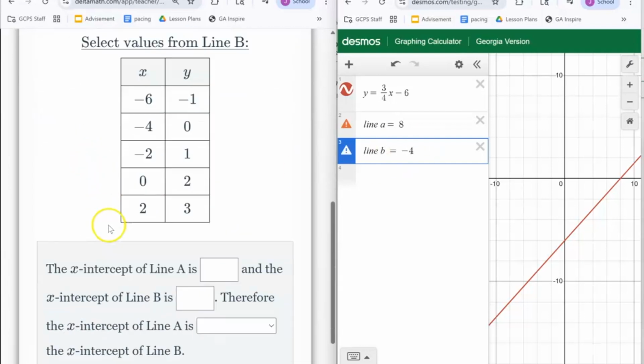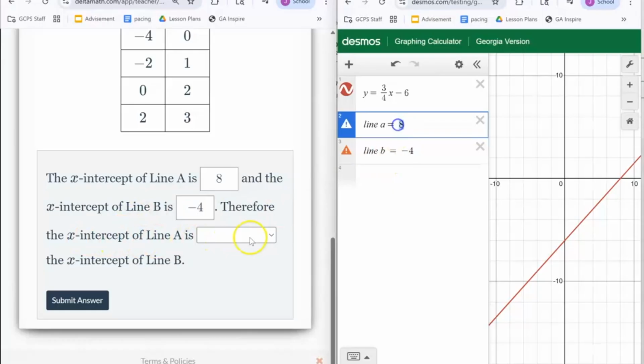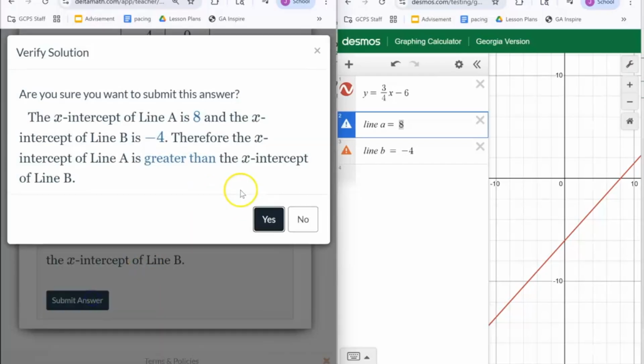All right. So let's answer the questions. The x-intercept of line A is 8. The x-intercept of line B is -4. Therefore, the x-intercept of line A, so 8, is not equal to, not less than, but greater than line B.